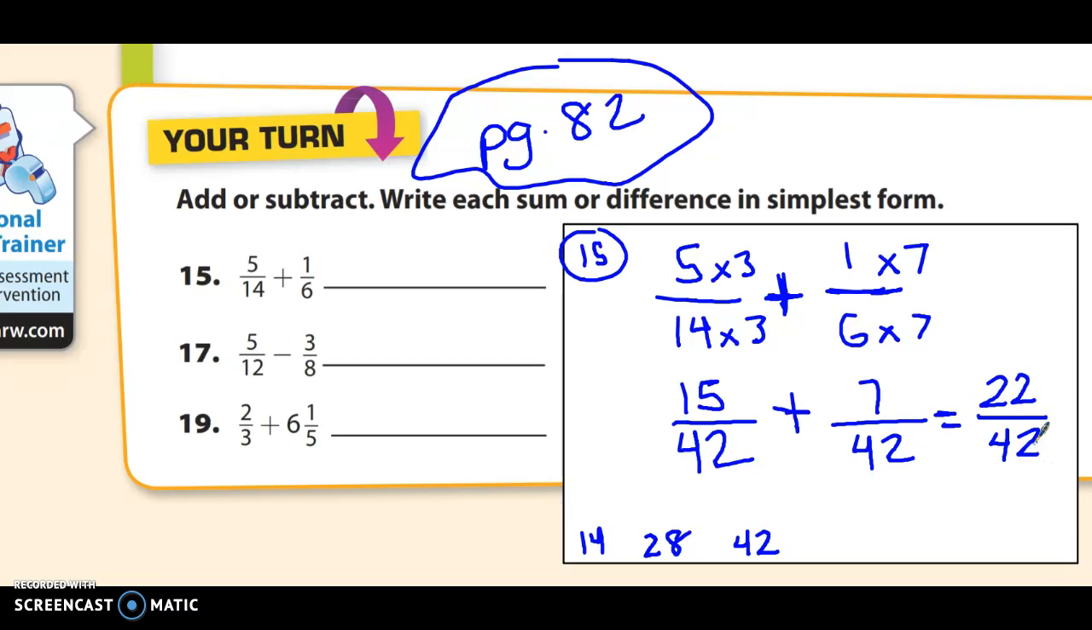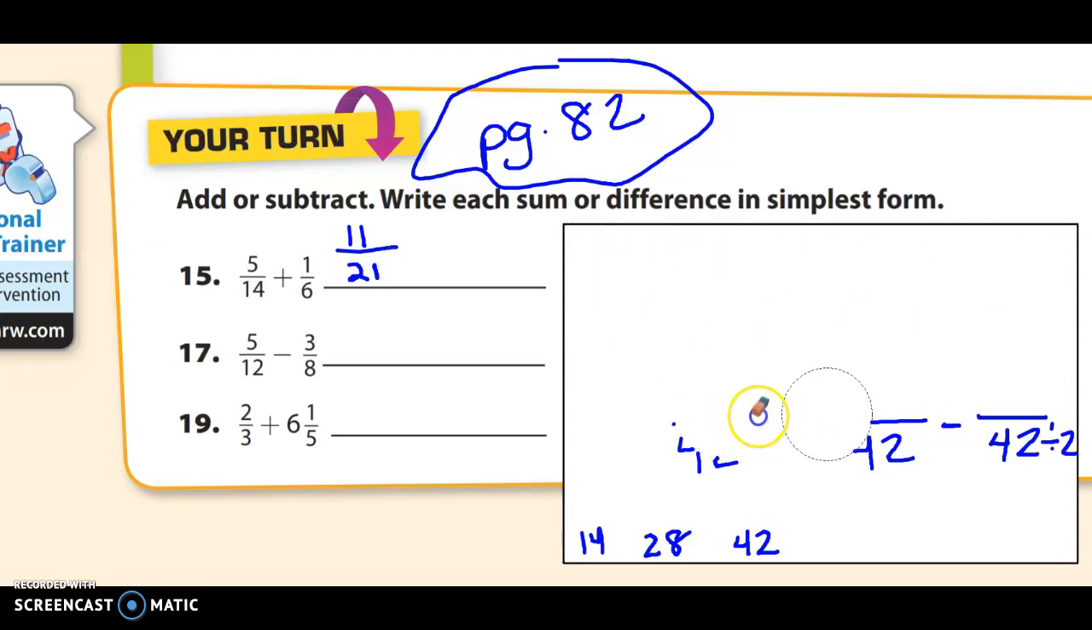A lot of kids would want to put that as your answer, but I hope you recognize that 22 and 42 are divisible by 2. And I realize I'm running out of space, so watch what I'm going to do. I'm simply going to divide these by 2. I can do that mentally. 22 divided by 2 is 11, so on my line I'm going to put 11. And 42 divided by 2. Dividing by 2 is the same thing as cutting in half. 42 cut in half is 21. The answer is 11/21. Alright, if you don't understand that one, watch it again.